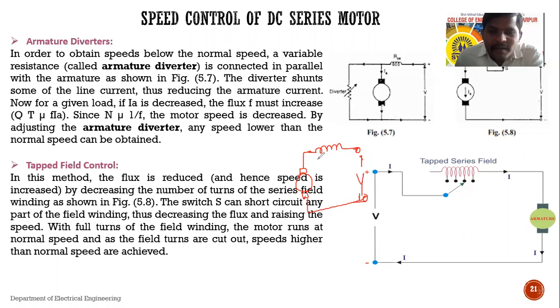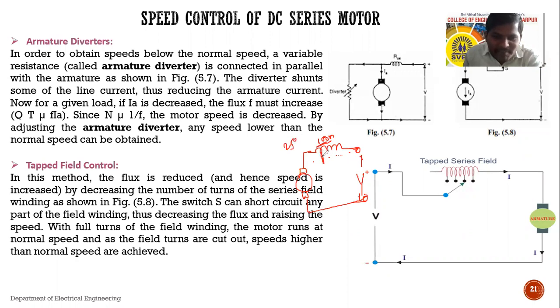Now see, the meaning of tapped. So see, this field winding can be tapped at a particular point, or it can be divided into some tapping points. Tapping point ला ते काय केलं असेल, divide केलं. Suppose this has a number of turns of 100. This 100 turns can be divided into 4 parts. हे जर आपण 4 part मध्ये divide केले, that means 25 turns for the first tapping.